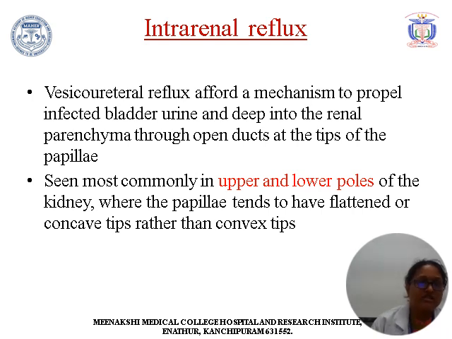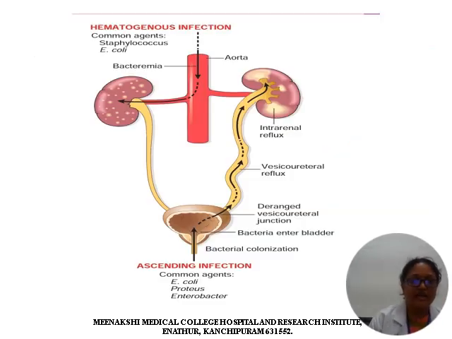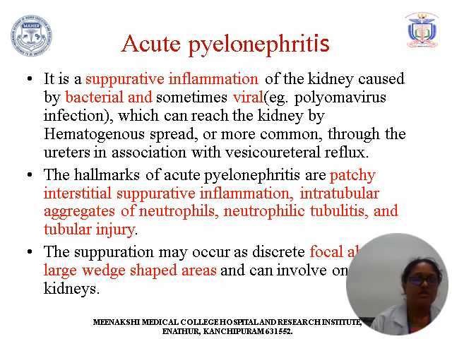Intrarenal reflux. Vesico-ureteral reflux affords a mechanism to propel infected bladder urine deep into the renal parenchyma through open ducts at the tips of the papillae. It is seen most commonly in the upper and lower poles of the kidney, where the papillae tend to have flattened or concave tips rather than convex tips. This is the diagrammatic representation of what I have explained already.